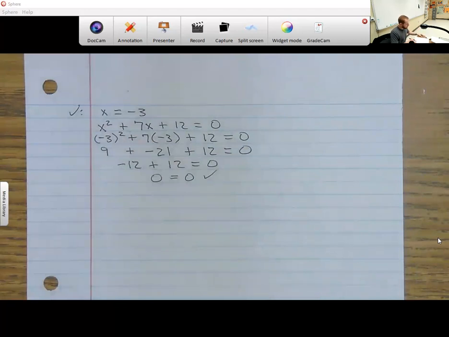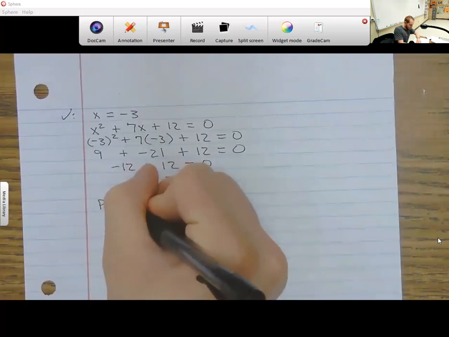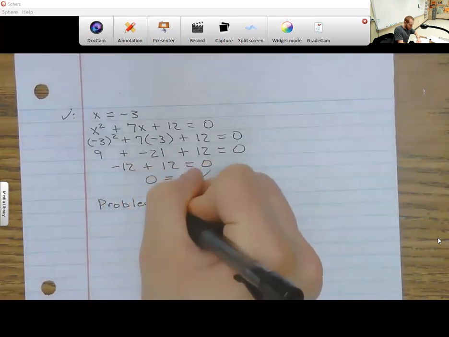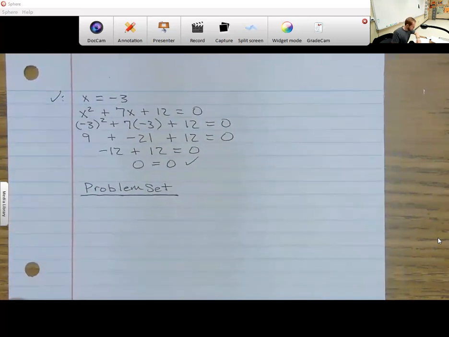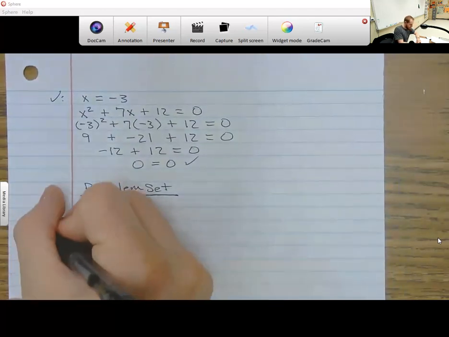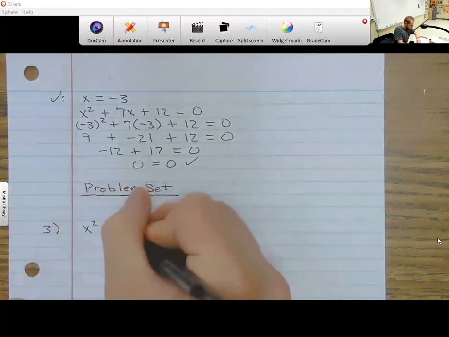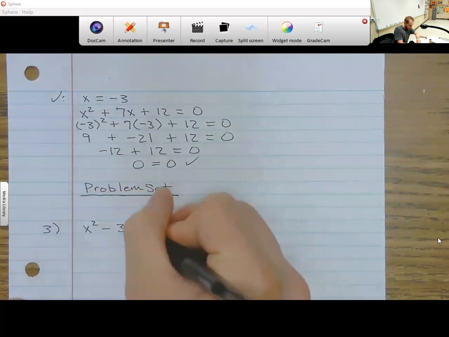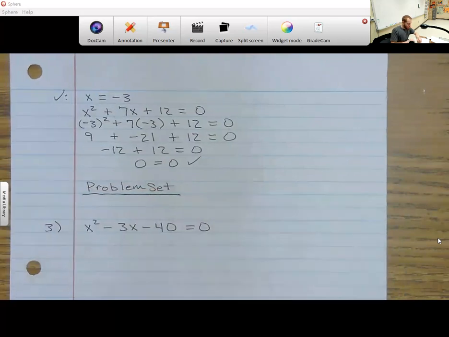Let's look at some of the questions from the problem set. Okay. Let's do number 3. Definitely not going to get to them all today, but I'll do the most important ones. So here I have x squared minus 3x minus 40 equals 0.